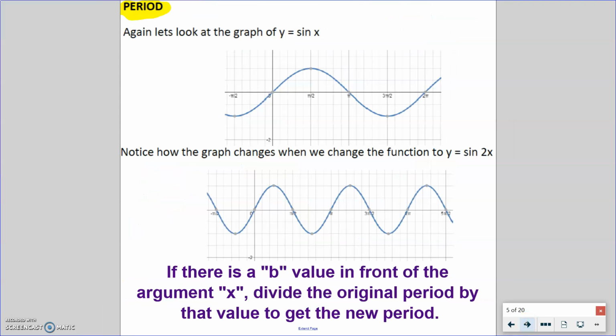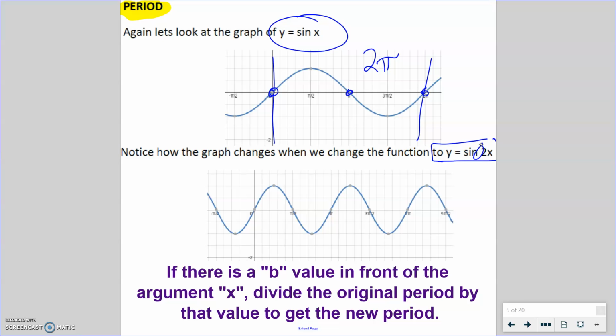Okay, so the other stretch we need to talk about is if there's a number with the x. So again, let's look at sine of x, okay? Still those same 3 points from the parent function. The period is still 2 pi, okay? But now notice, what if we put the 2 with the x, or with the argument inside of the function, okay? Now all of a sudden our points are totally different.